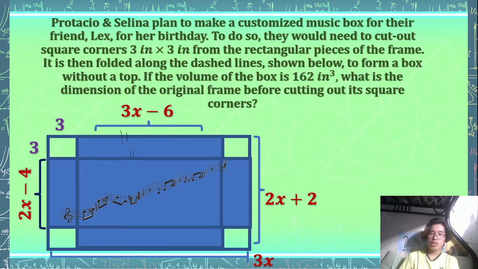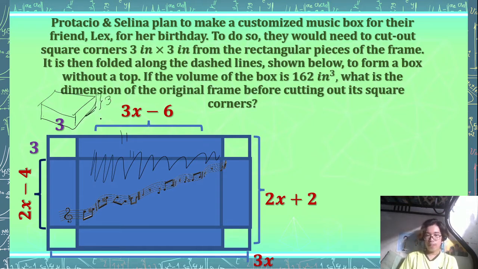For this one, even if it's asking for volume, we're trying to find out the surface area of this flattened box. Let's say for example, this is the box without a top cover. Therefore, the height of this box is going to be 3, and its width is going to be 2x minus 4 from this perspective, and its length is going to be 3x minus 6 for this one.